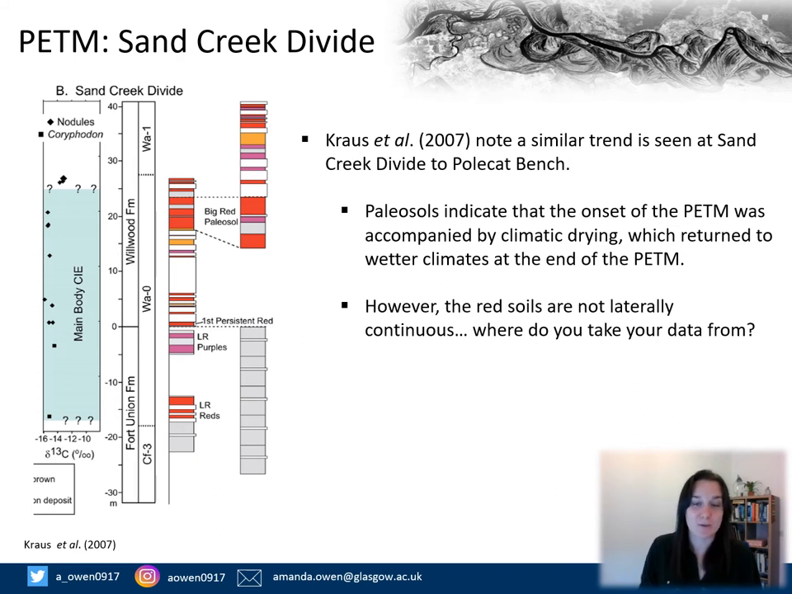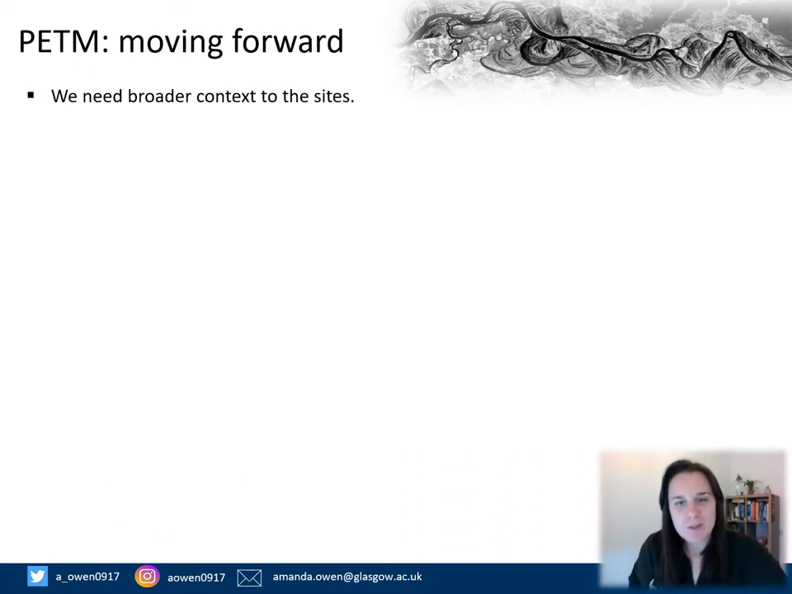And again, we need to consider what's happening at an appropriate depth below and above to make sure our comparison of what's happening at that climate event is true and we have proper context to it. So our work has shown that we do actually need broader context to the sites that we're studying. It's not enough to go and study one site because you're studying one point on the landscape.